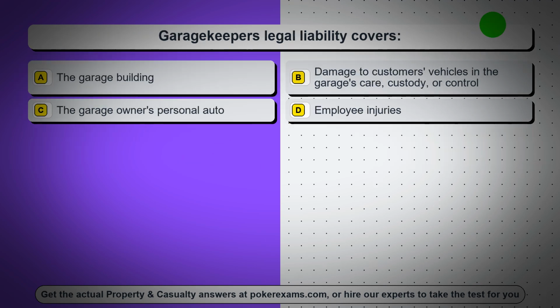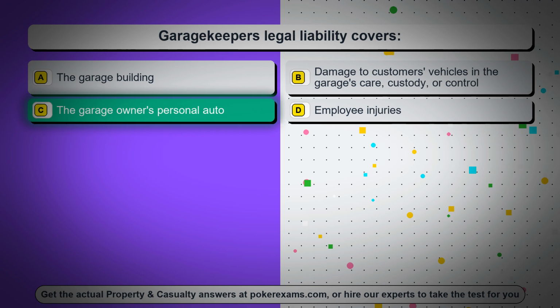Question 21. Garage keeper's legal liability covers. Option A. The garage building. Option B. Damage to customers' vehicles in the garage's care, custody, or control. Option C. The garage owner's personal auto. Option D. Employee injuries. The correct answer is option C. The garage owner's personal auto.